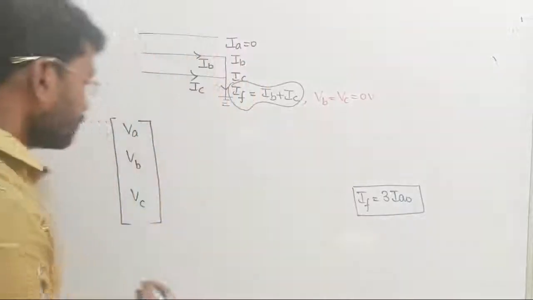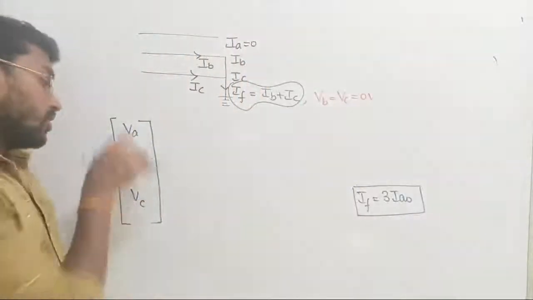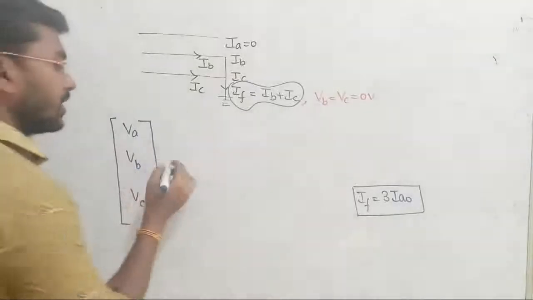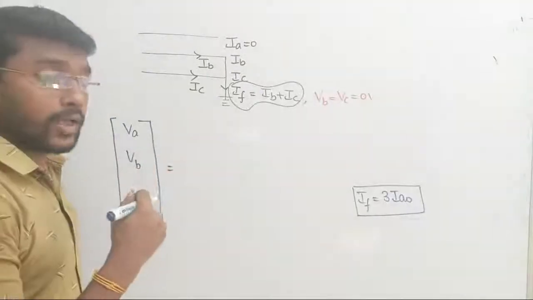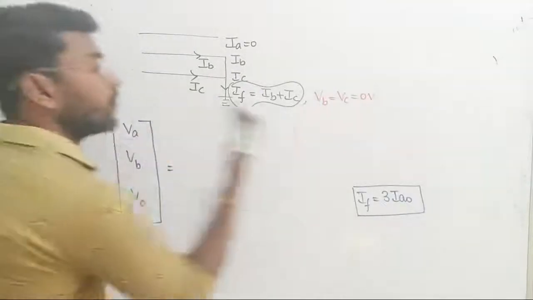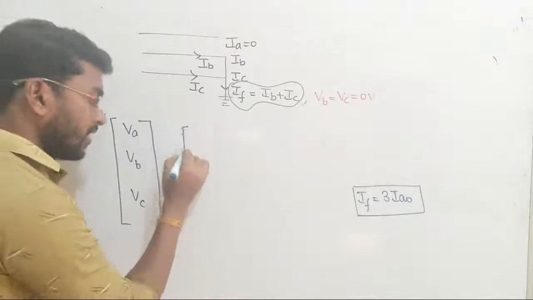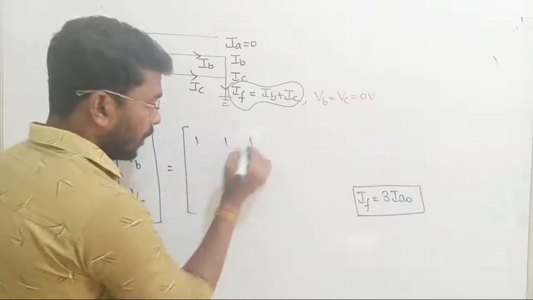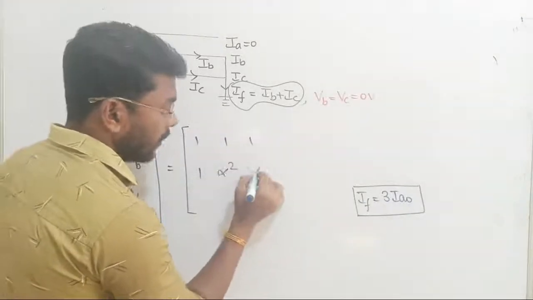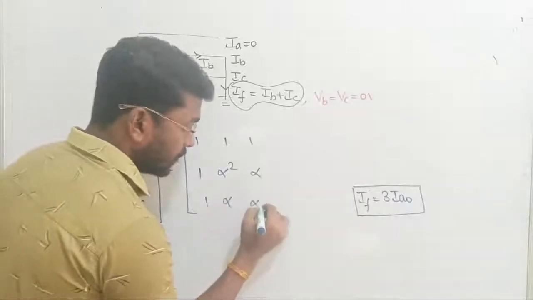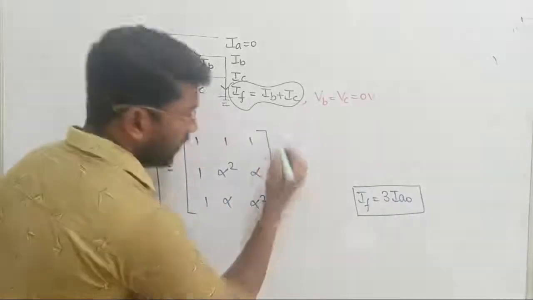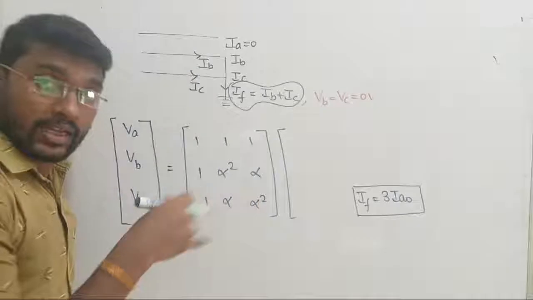Yeah, I told you we are going to use only these two expressions, right? VA VB VC, let us see. VA VB VC ku eppadi eludunga? We are going from phases to phase sequence. Appadina enna varum? Matrix A: 1 1 1, 1 alpha square alpha, 1 alpha alpha square. It is over.